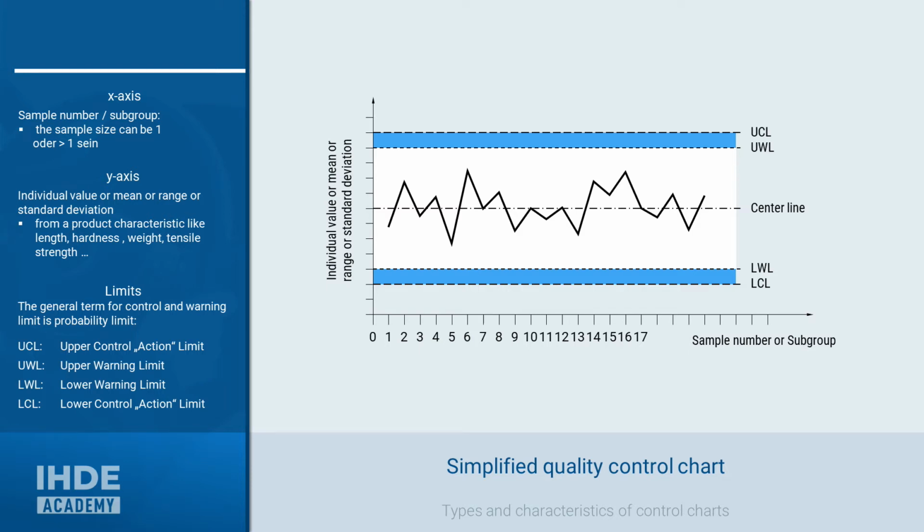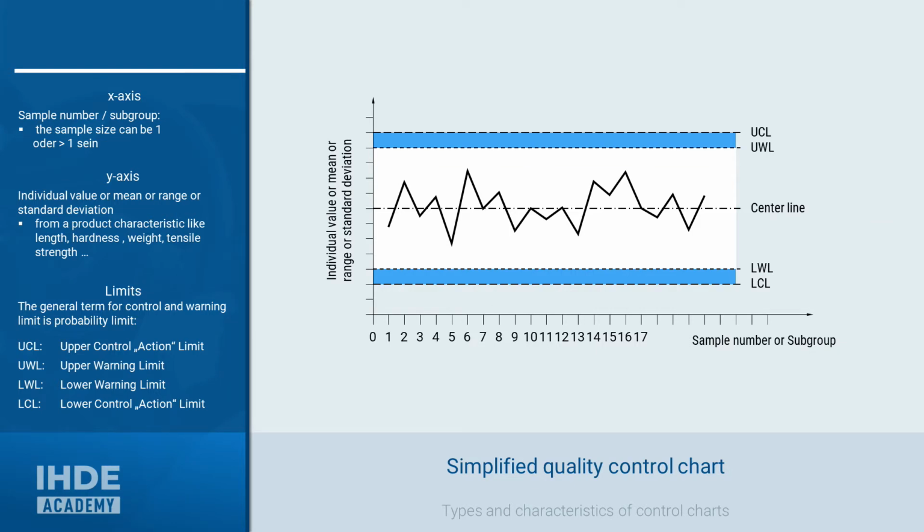The target value for a process is represented here by the middle line. Above and below this optimal process location are first the warning limits and then the control limits. There can now be 3 different situations in the process flow. First, as shown here, all values are between the lower and upper warning limits. This means the process is stable and no intervention is required.